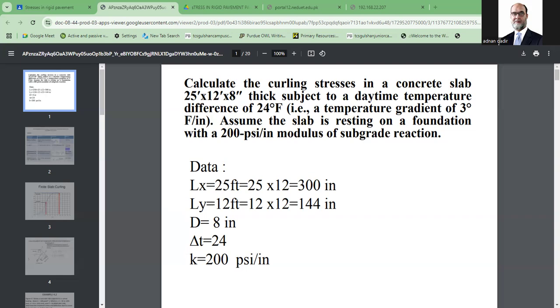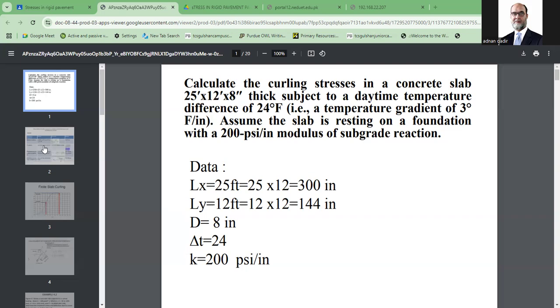Even if it is not given, what we do is, if the statement doesn't say anything about the differential temperature, but it says the temperature gradient is 3 degrees, and if for instance the slab is 10 inches, then this will not be 24, it will be 3 into 10, which is 30. So that's how 24 has been calculated. Or in other words, if you have been given a 30 degree Fahrenheit difference and you have a 10-inch slab, we can easily say that there is a 3 degree gradient.